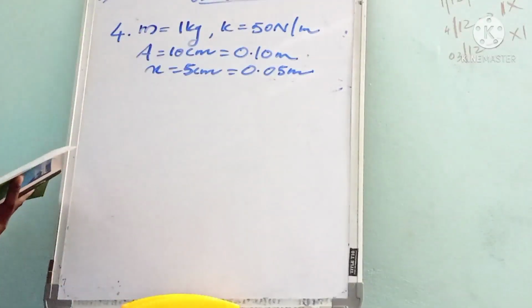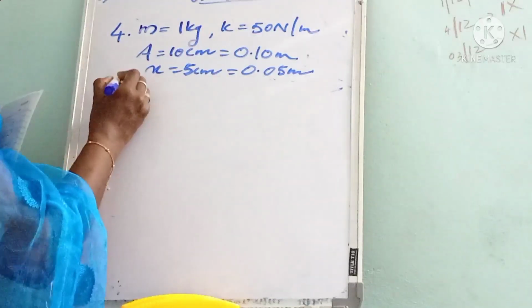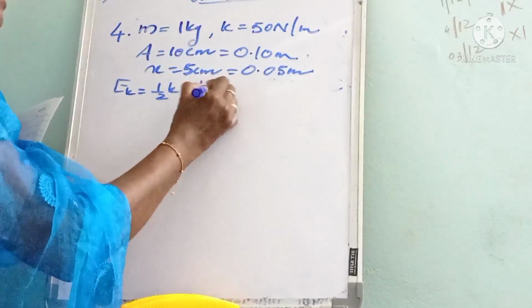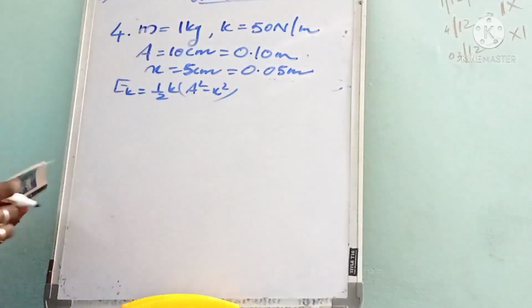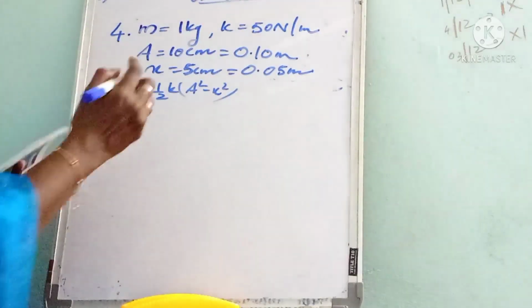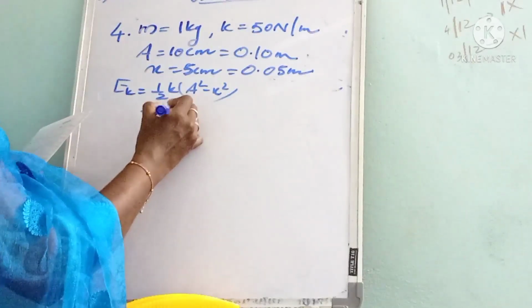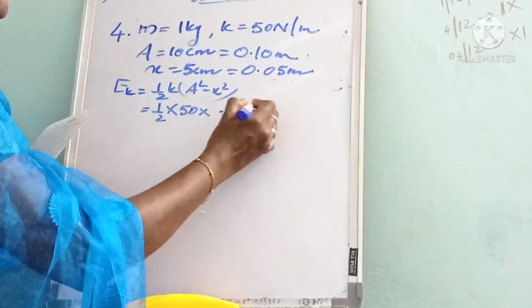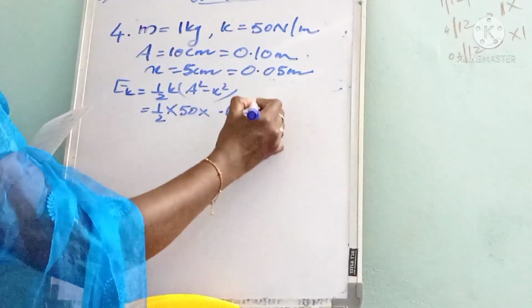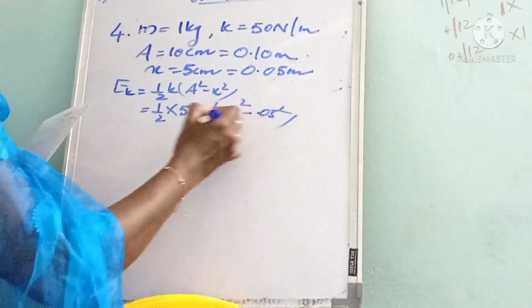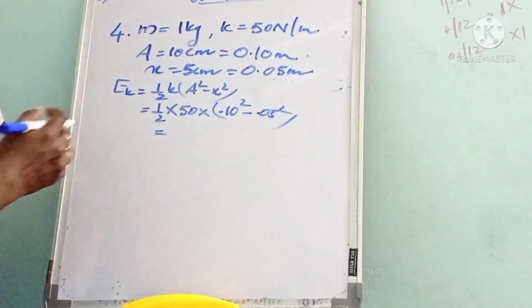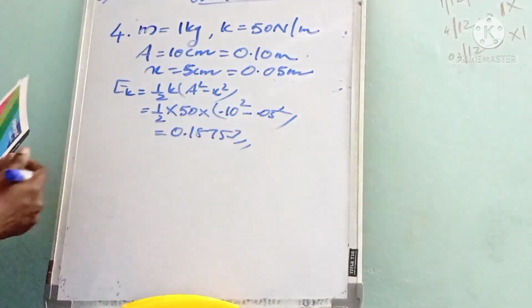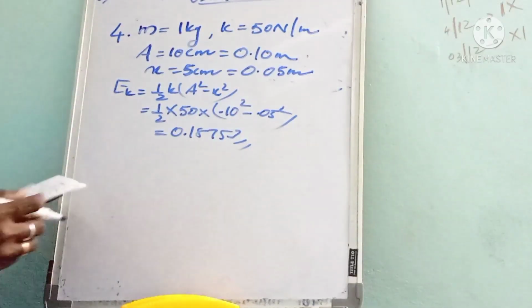First we can find the kinetic energy. Kinetic energy Ek equal to half k into a square minus x square. That is the equation for kinetic energy. That is actually half into k, which is given as 50, then a square is 0.10 square minus x square is 0.05 square. By simplifying this, we will get the kinetic energy 0.1875 joule. That is actually the kinetic energy.